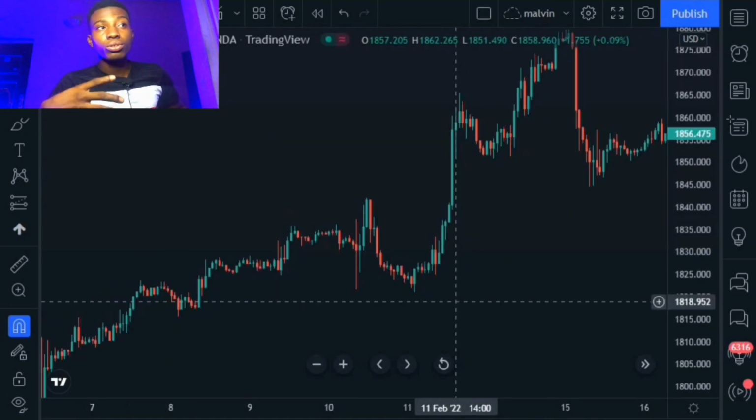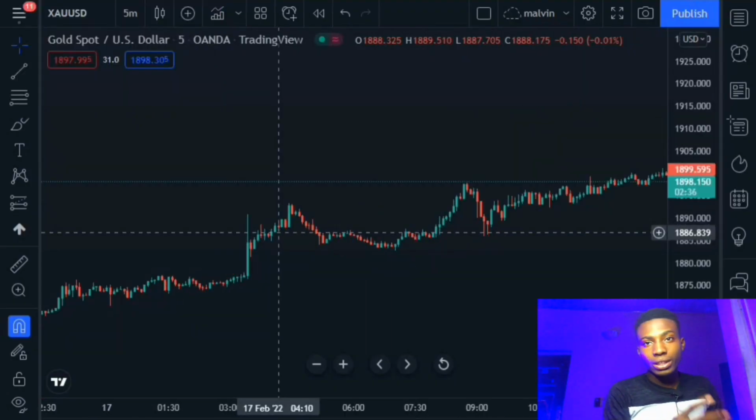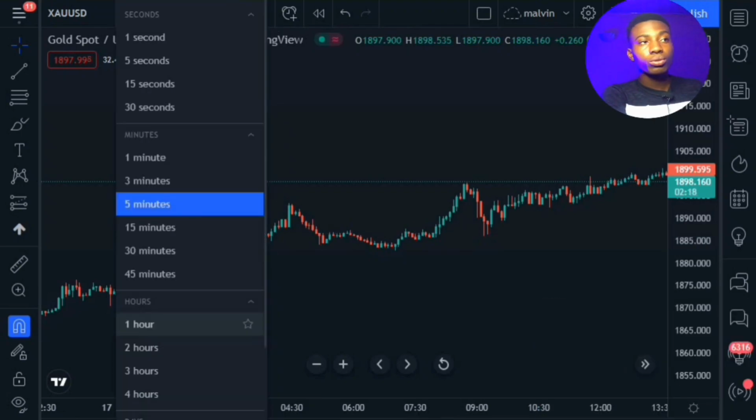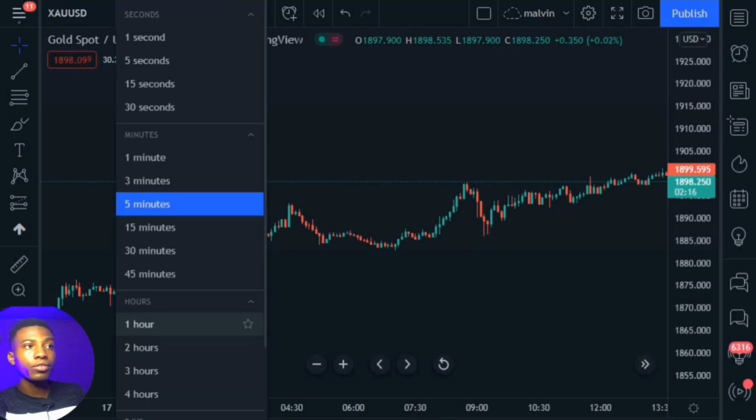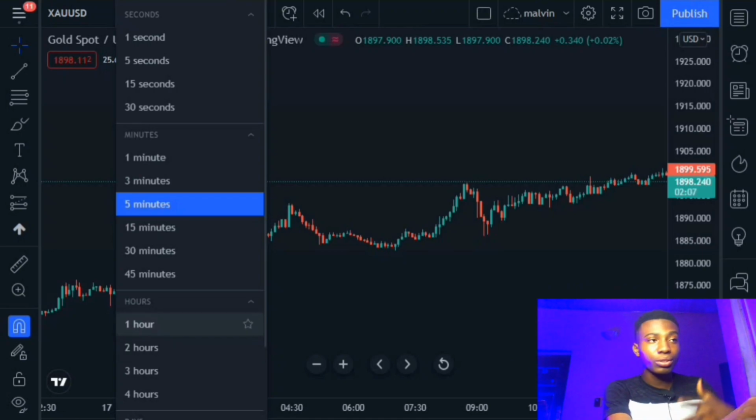Okay, so the first thing you want to do whenever you're trading gold is look at the higher time frame. Scalping is actually done mostly on the 5-minute and the 15-minute time frame, but at this point you want to go to the higher time frame, which is either the 1-hour or the 2-hour time frame. Anything above that is a bit too excessive, so for this we're going to be using the 1-hour time frame.